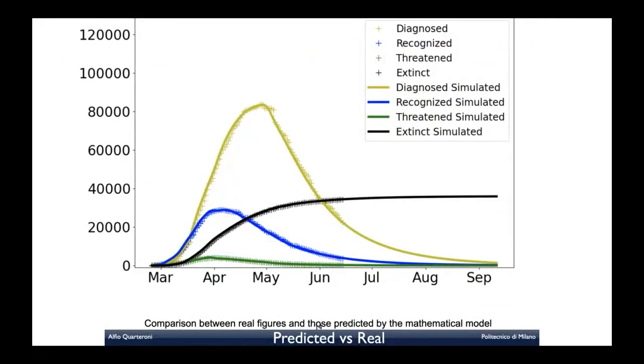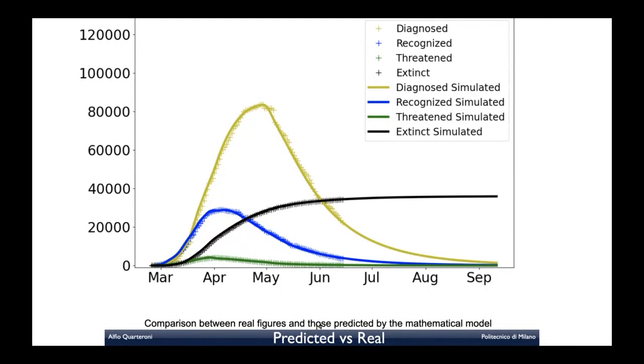So what type of result do you have? What type of solution do you have? Well, here are the curves you are used to, right? This is one example, and you see the curve. The yellow curve is the one diagnosed. The blue one is the recognized people with the contagion. Then you have the threatened, then you have extinct. And you see the solid curve, which is the one predicted by the model, by the mathematical equations, and you have the crosses, which are the real data that you have on the ground, say. So as you see, until end of June, where this model has been used, the model was capable of predicting, say, more or less correct number of results, say.